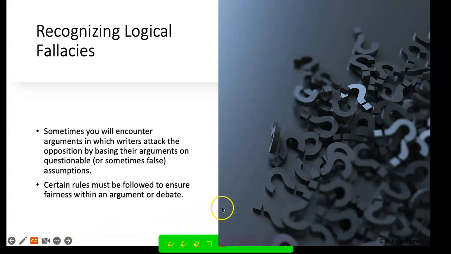Recognizing logical fallacies. Sometimes you will encounter arguments in which writers attack the opposition by basing their arguments on questionable and sometimes false assumptions. Certain rules must be followed to ensure fairness within an argument or debate.